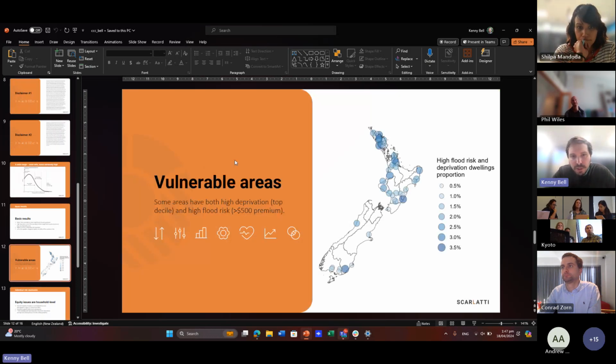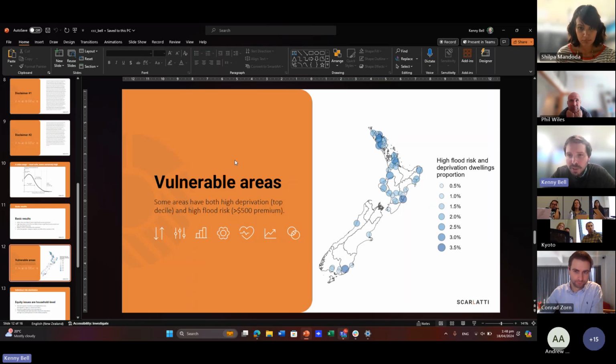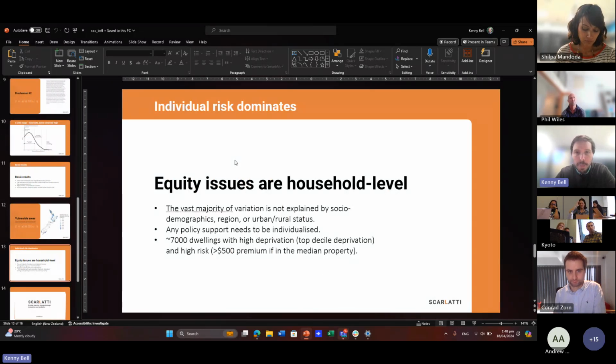Another thing that we did was we tried to map where, quote-unquote, vulnerable areas are. These are places where there's a significant proportion of households with both high deprivation and high flood risk. The units are there on the right. Concentrations in Northland, Coromandel. I was surprised not to see big circles in Westland and Tairāwhiti. I think this is telling us that flood risk is much more widespread than what we see on the news. The places that have flooded are not necessarily the places that will flood, so the risk is actually pretty widespread.